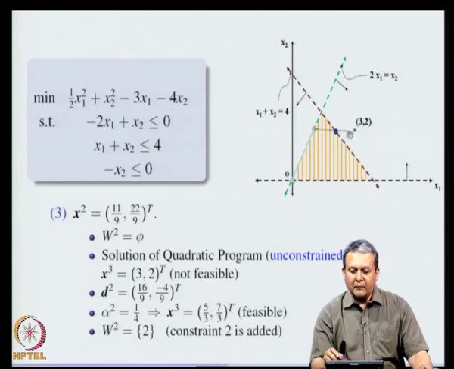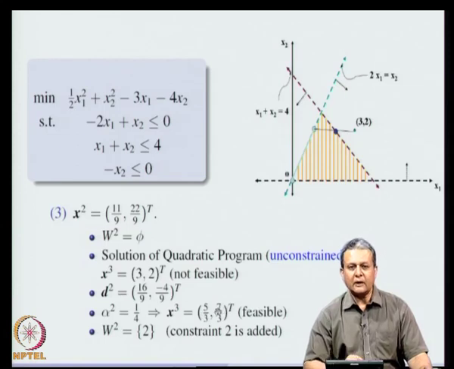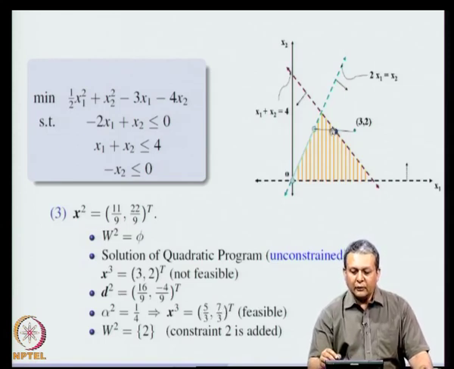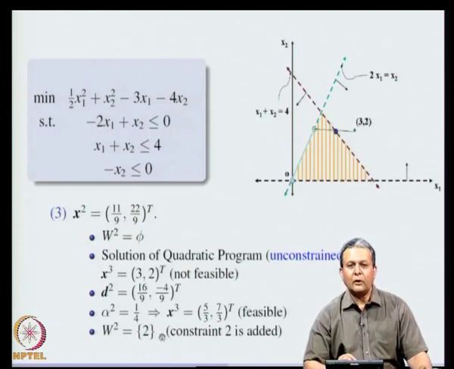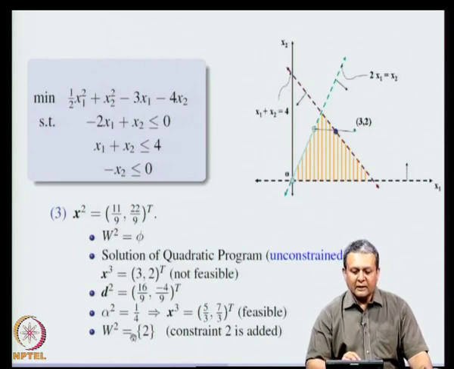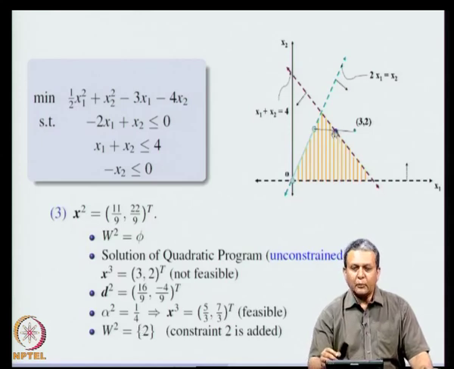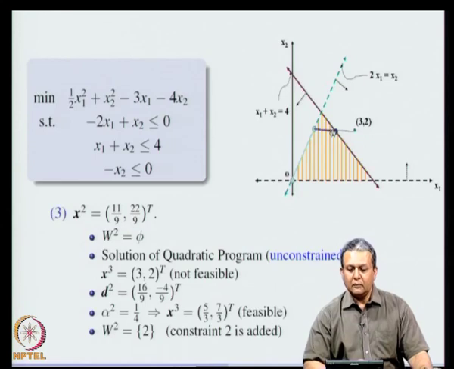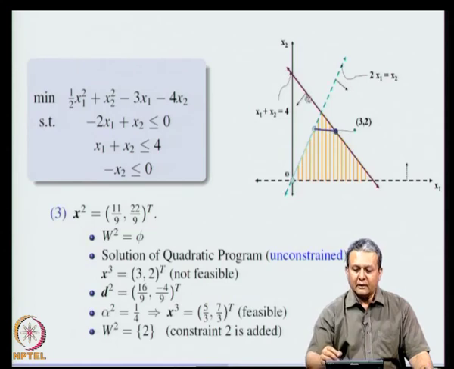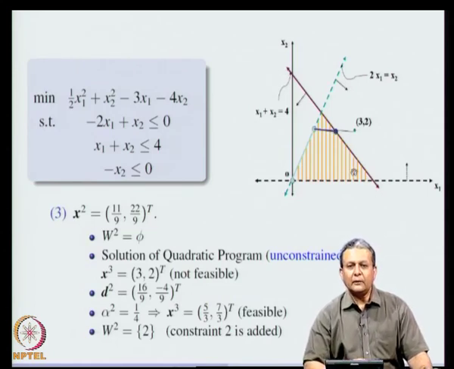That backtracking gives alpha 2 to be 1 by 4, and therefore x3 is equal to this point, which has x1 coordinate as 5 by 3 and x2 coordinate as 7 by 3. Now, at this point, you will see that this is the only active constraint, which is x1 plus x2 equal to 4. Therefore, that constraint is added to the working set. So, now constraint 2 is added, which means that constraint 2 is now active.